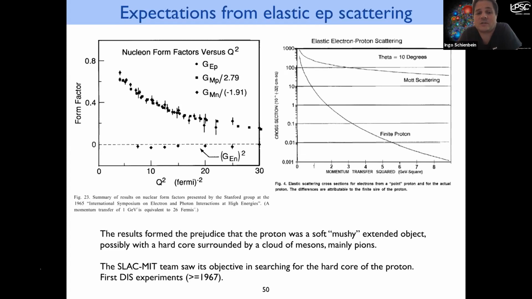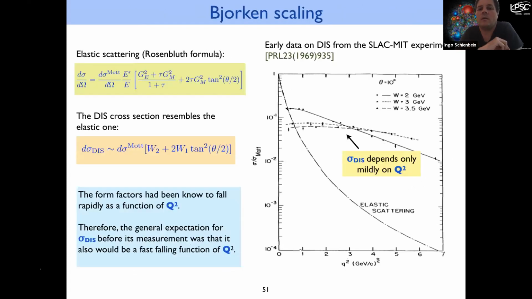That was the prejudice. And then at SLAC, Hofstadter had the objective to search for this hard core of the proton. And that's why they increased the kinematic range and did the first deep inelastic scattering experiments. So, as I said, the formula for elastic scattering is given in the upper yellow box. The deep inelastic scattering cross-section, as we derived before, resembles the elastic one, just that we replace the form factors by structure functions W2 and W1.